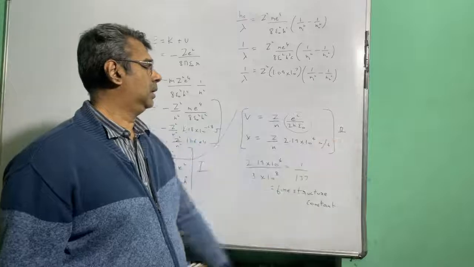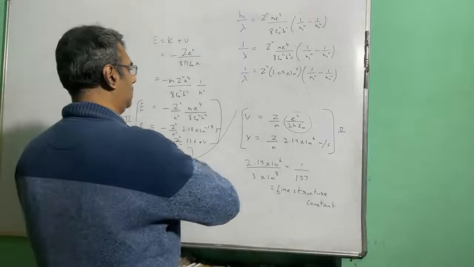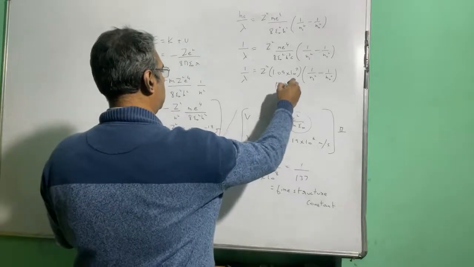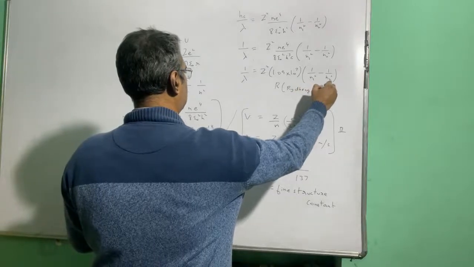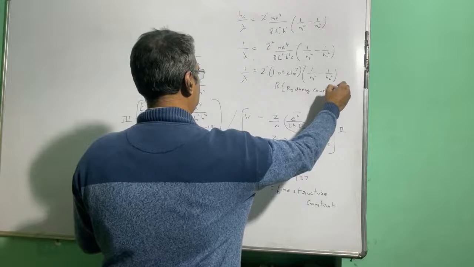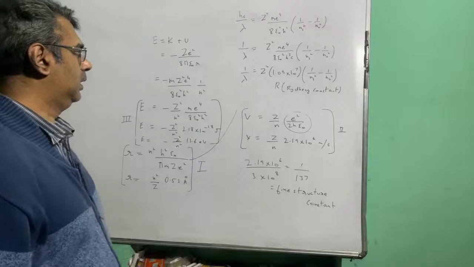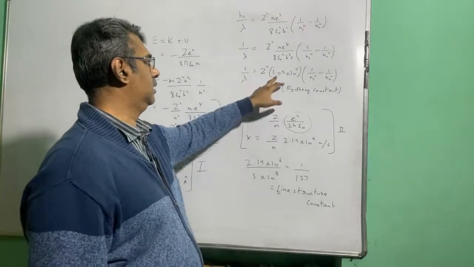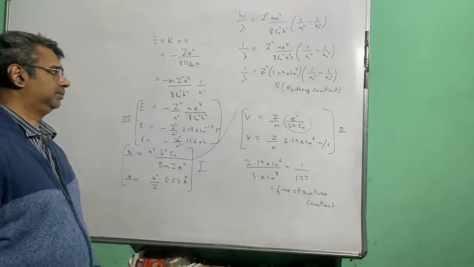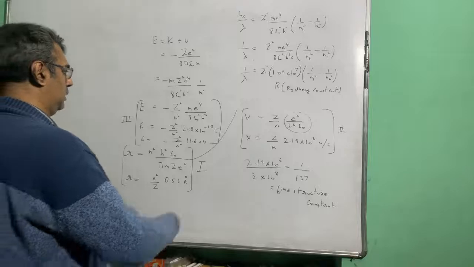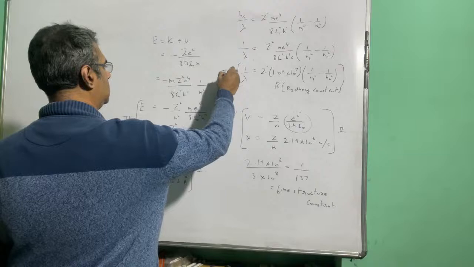This number, 1.09 into 10 to the power 7, is denoted by capital R and it is called Rydberg's constant. Okay, so 1 by lambda is Z square into Rydberg's constant into 1 by n1 square minus 1 by n2 square. Now this is, you can say, number 4.